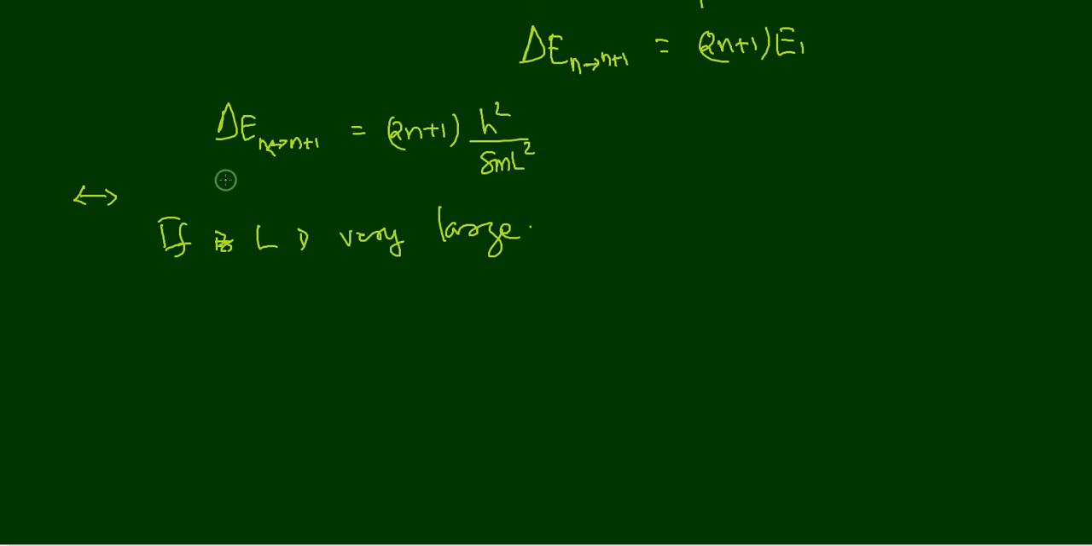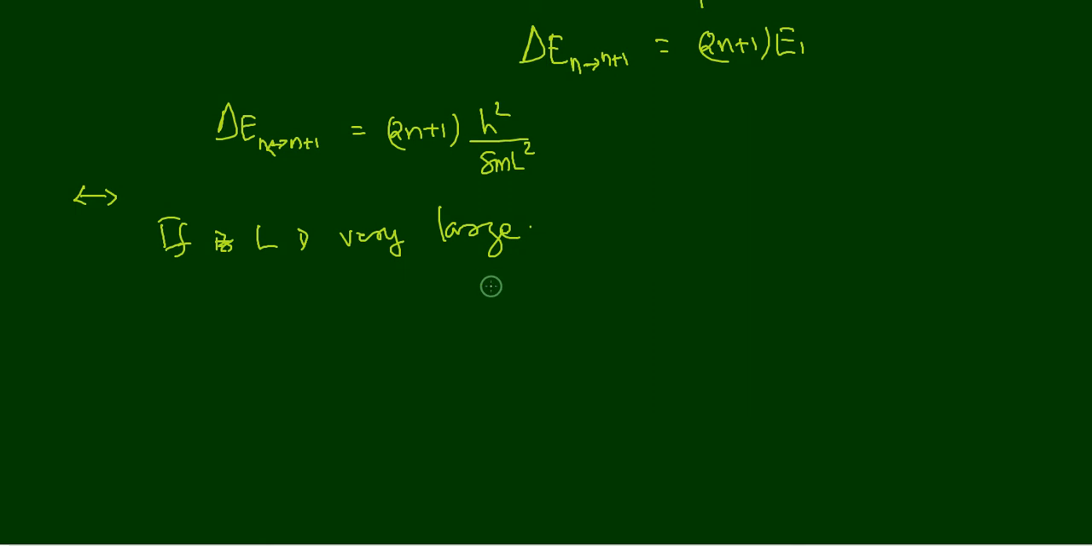It means that if you are stretching the box to a very high length, then the difference between the successive energy states will decrease. So L and delta E are inversely proportional. When L is increased, delta E will decrease. When the length of the box is stretched, the difference between the successive states is decreased. It means that the quantization vanishes slowly.